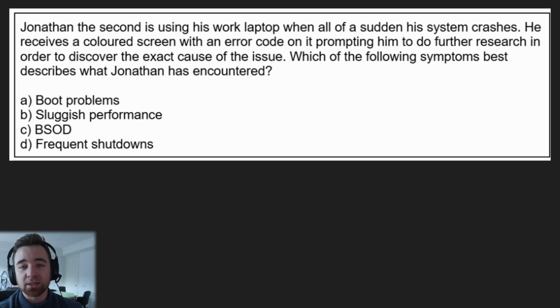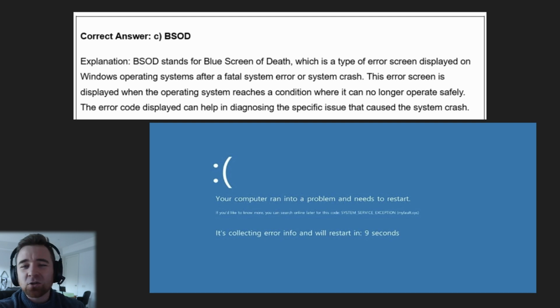Pause the video if you need some time to stop and think about that one. I'm going to get straight to the answer in 3, 2, 1. The answer is C, BSOD, or blue screen of death. So blue screen of death, essentially, gives you a screen that looks like this, and it will give you a specific error code that you'll basically need to do more research on in order to identify what the specific issue is. The issue could be a wide variety of things. That error code will tell you what it is.